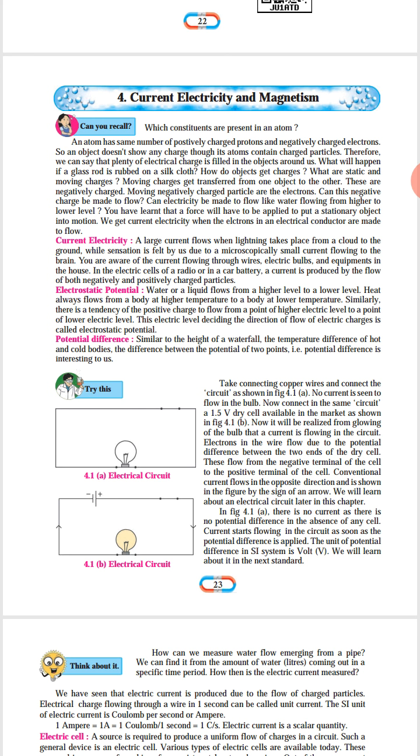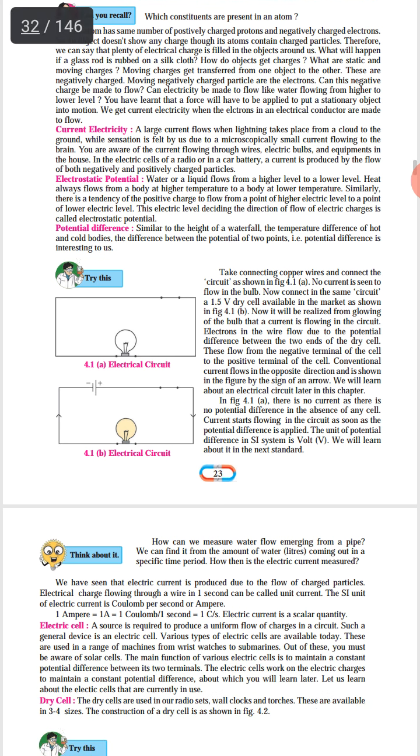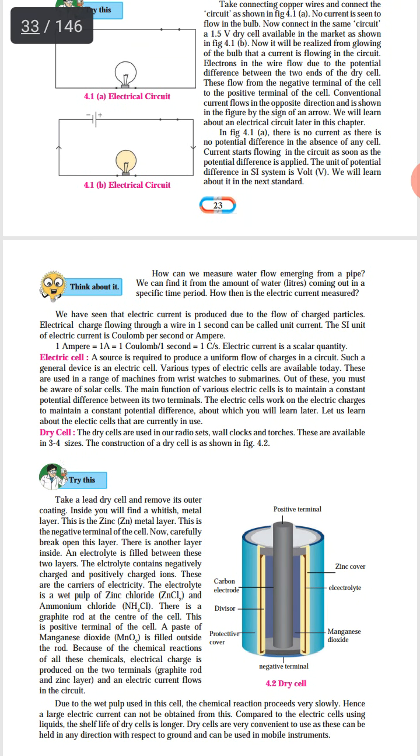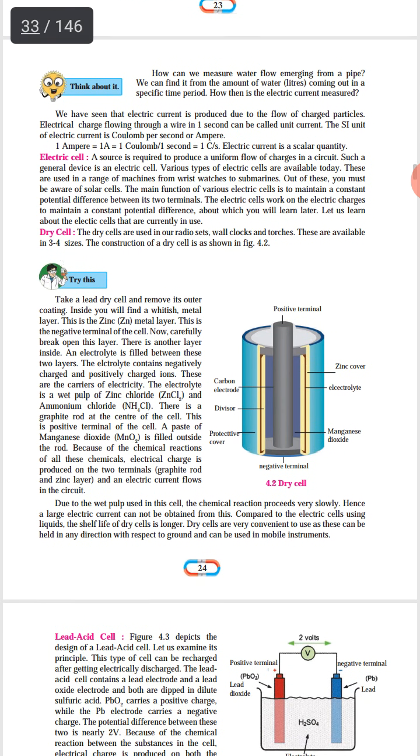Now, let us see what is given in figure 4.2. In 4.2, the figure of a dry cell is shown. Take a dry cell and remove its outer coating. Inside, you will find a whitish metal layer. This is the zinc metal layer. This is the negative terminal of the cell. Now carefully break open this layer. There is another layer inside.